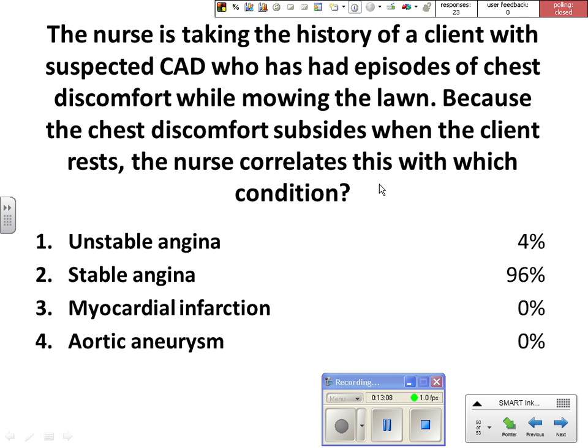Okay, 96% called it stable. What was the definition of stable versus unstable? It stops with rest and or nitro and it comes on with activity. Unstable angina does what? Comes on without any correlation to activity, but it subsides with rest or nitro.